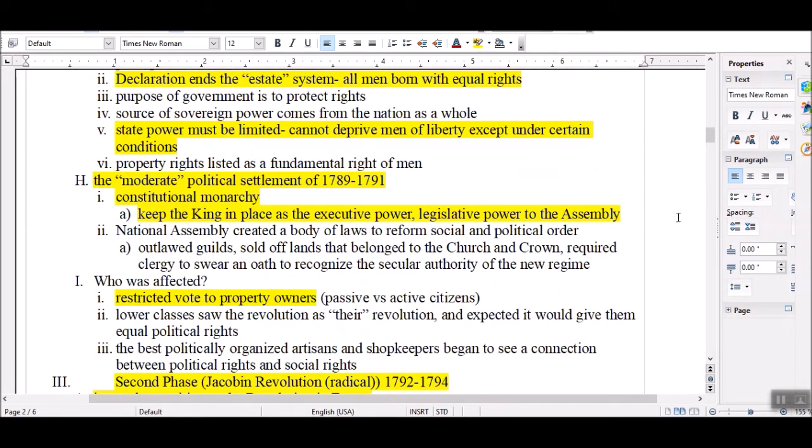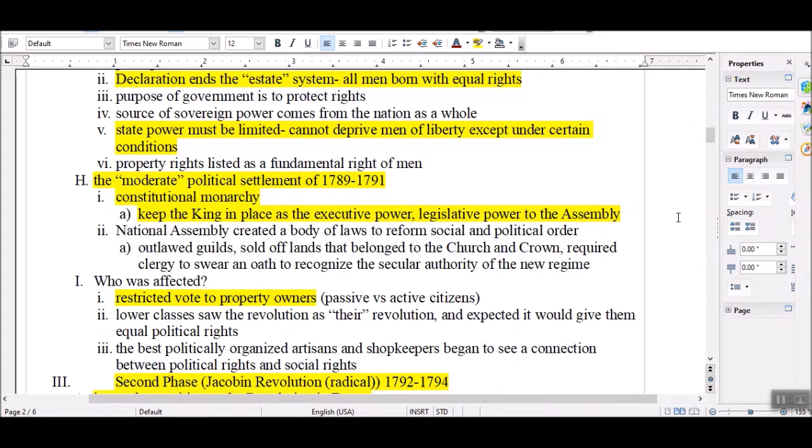Property rights, and this is going to be a significant difference between the Declaration of Rights of Man and the Declaration of Independence. Property rights is going to be listed as a fundamental right of all men. And that is a pretty significant one that is not present in the United States.